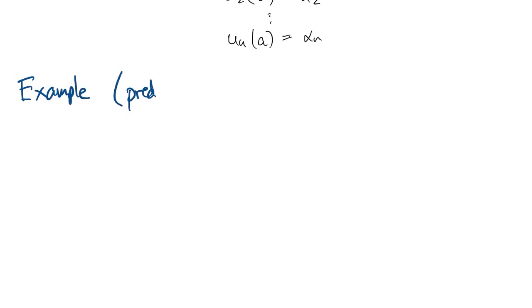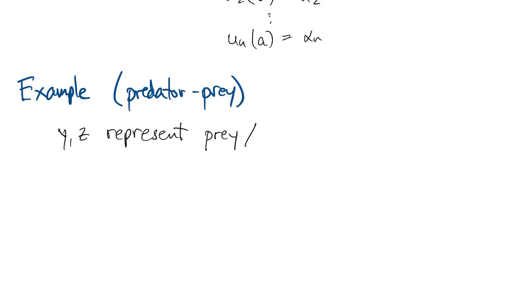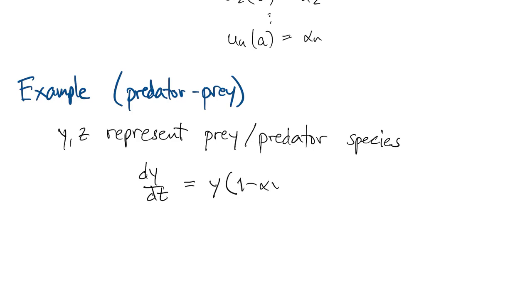A famous example is called the predator-prey system, or the Lotka-Volterra equations. Here, y and z represent the sizes of a prey species and a predator species. The prey species grows in the absence of predators, but interactions with predators decrease their growth rate. The predator species is in the opposite situation.